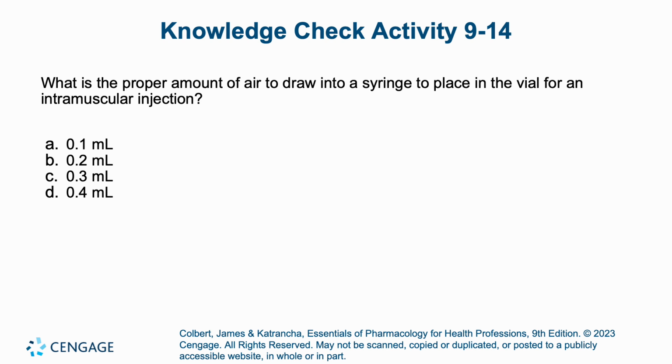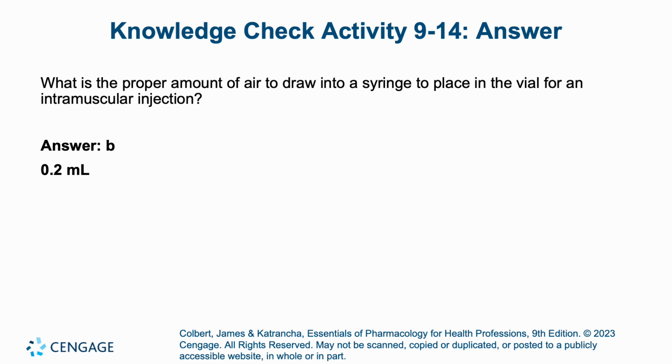Knowledge check. What is the proper amount of air to draw into a syringe to place in the vial for an intramuscular injection? A, 0.1 mLs, B, 0.2 mLs, C, 0.3 mLs, or D, 0.4 mLs? And the answer is B, 0.2 mLs.